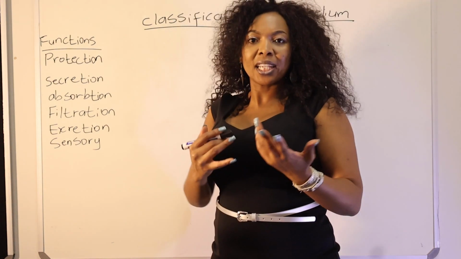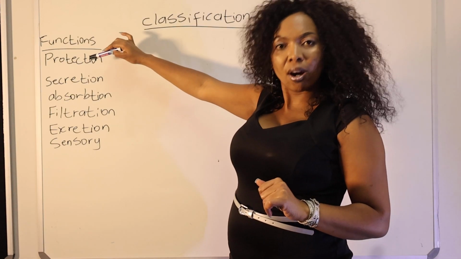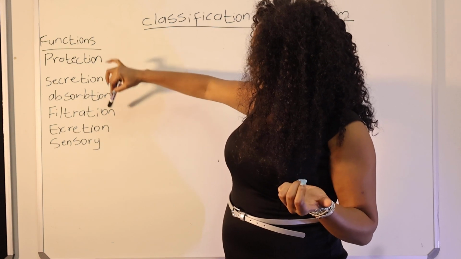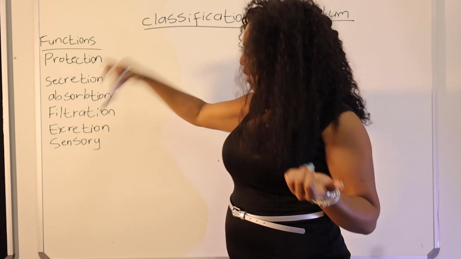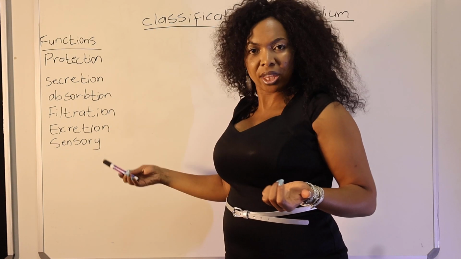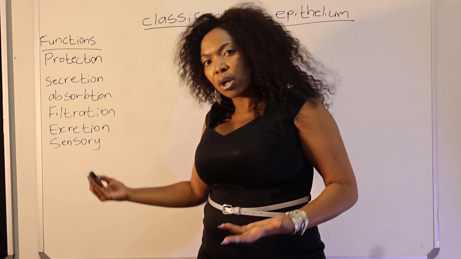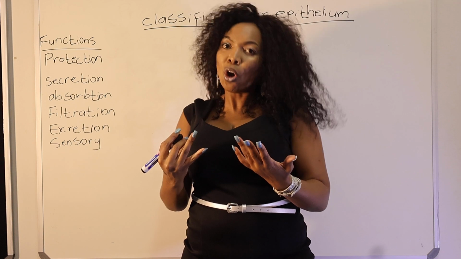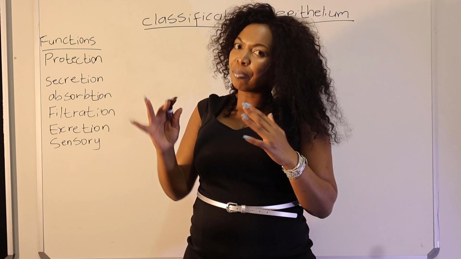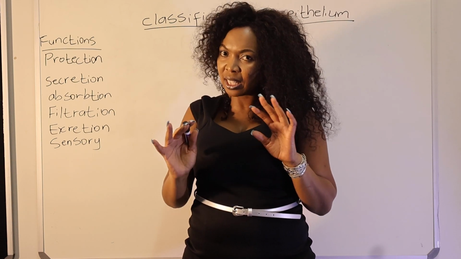So, as said previously, these are the functions of the epithelium: protection, secretion, absorption, filtration, excretion, and secretion. As you can see, there are quite a lot. It depends on the structure of the epithelium and where this epithelium is located.